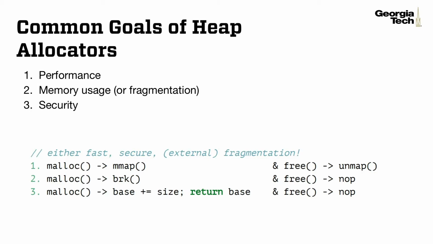There are three main goals of heap allocators: maximizing performance, minimizing memory usage or fragmentation, and enhancing security. If you just pick one of these goals, it's easy to build an allocator that perfectly meets the goal. However, in practice, the design choices of modern heap allocators are to achieve all these goals at the same time, making their design inherently complicated.